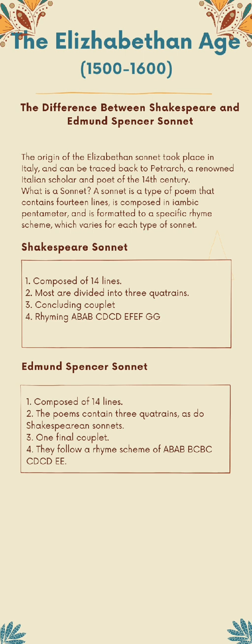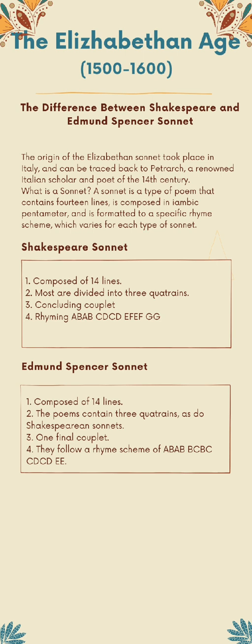The difference between Shakespeare and Edmund Spenser's sonnet. As we mentioned before, the Elizabethan Age was the era of the sonnet. So what is a sonnet? A sonnet is a type of poem that contains 14 lines, is composed in iambic pentameter, and is formed to a specific rhyme scheme which varies for each type of sonnet. And then here, Shakespeare's sonnet. First, composed of 14 lines. Second, most are divided into 3 quatrains. Third, a concluding couplet. Fourth, rhyming A-B, C-D, E-F, G.